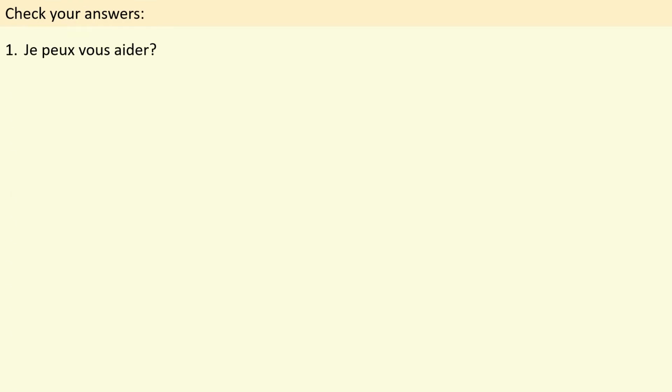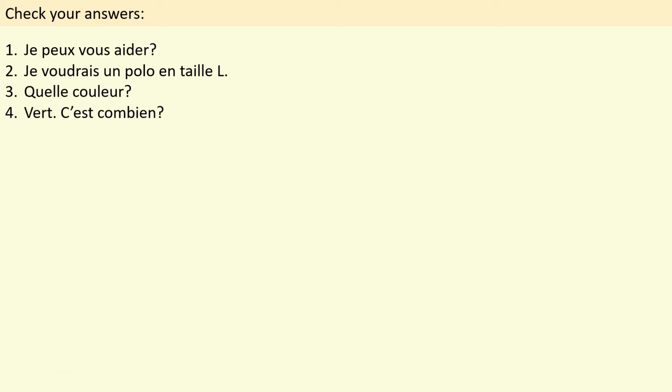1. You should have written Je peux vous aider? 2. Je voudrais un polo en taille L. 3. Quelle couleur? 4. Vert. C'est combien? And finally, 5. C'est 20 euros. Good. Check those answers, correct them if you need to, looking back at the sentence builder. And then I want you to translate your answer into English for me. So pause to do that now and press play to get the answers.